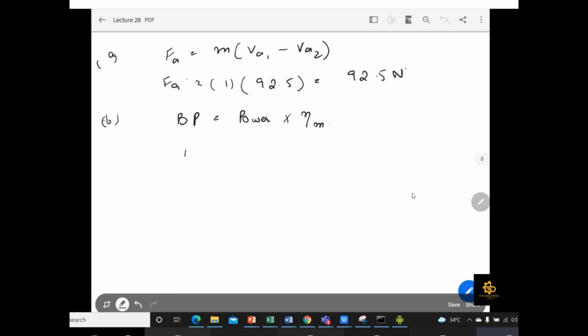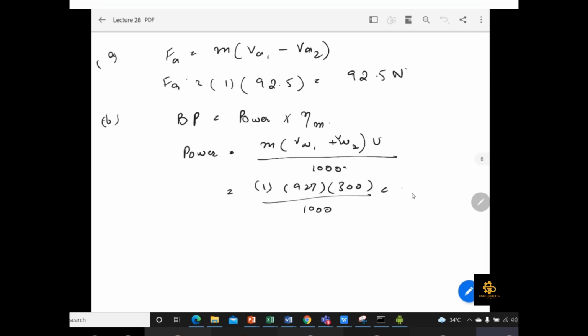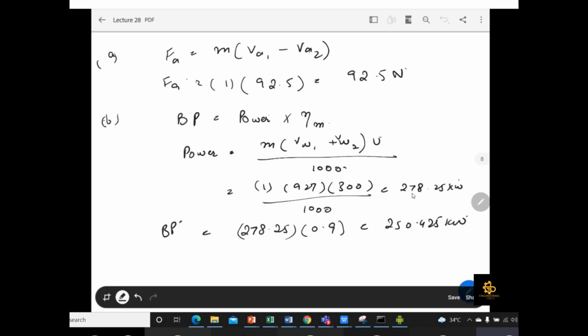So first we can find the power. The formula for power is the same: m into (Vw1 plus Vw2) into blade velocity divided by 1000. If you plug in all the values, 1, 927.5 which is mentioned in the question, 300 is also mentioned, you will get the power, which is 278.25 kilowatt. Now we have the power with us, so we can simply multiply with the efficiency mentioned in part B, which is 90%, so 0.9, and it is equal to 250.425 kilowatt, which is the brake power. Okay, so this is how you can calculate brake power.